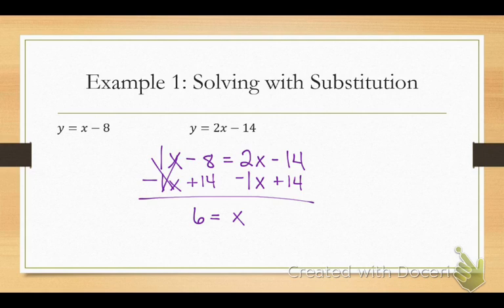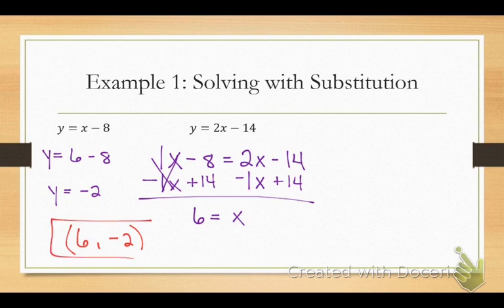How am I gonna find y now? I know what x is. Do you guys remember how I'm gonna find y, Josh? Yes, plug 6 back into the simpler of the two equations. So come back over here, y equals 6 minus 8, and y equals negative 2. So 6, negative 2.